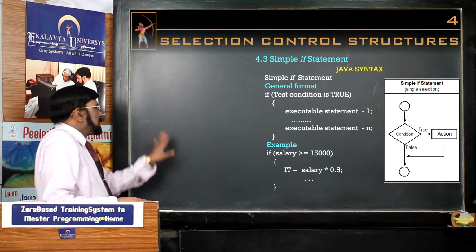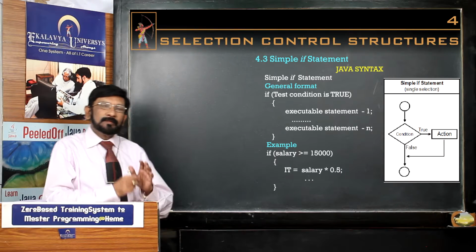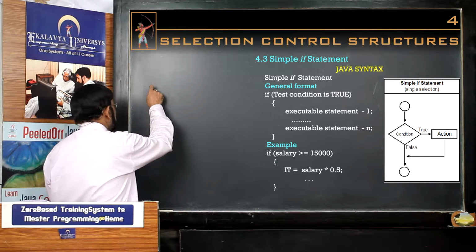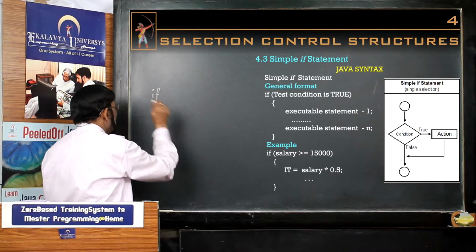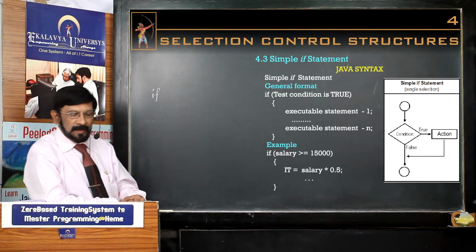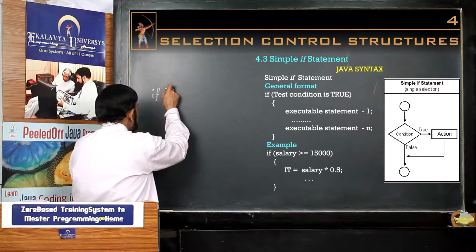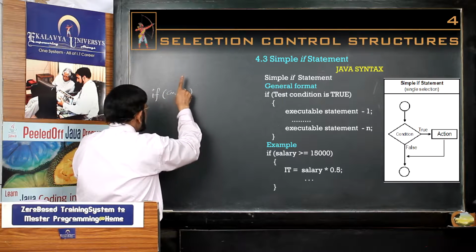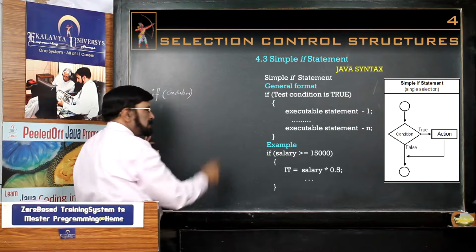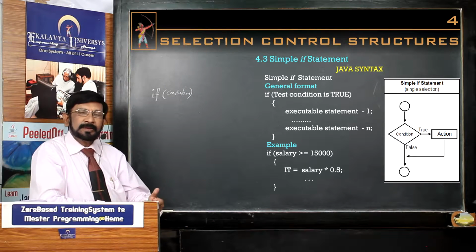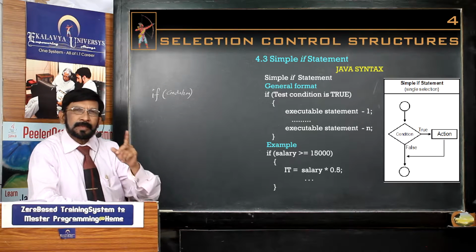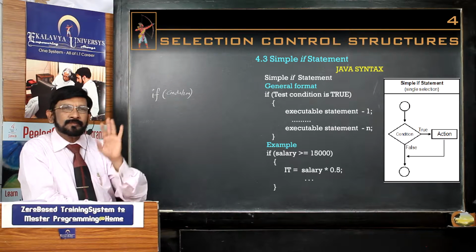Simple if is called one-way branching. Now I will explain it to you. First let us see the syntax. If is a keyword and we have to write it in lowercase. Thereafter, immediately following, we have to write the condition. This condition should be a Boolean condition. That means whenever the condition is evaluated, the result may be either true or false.